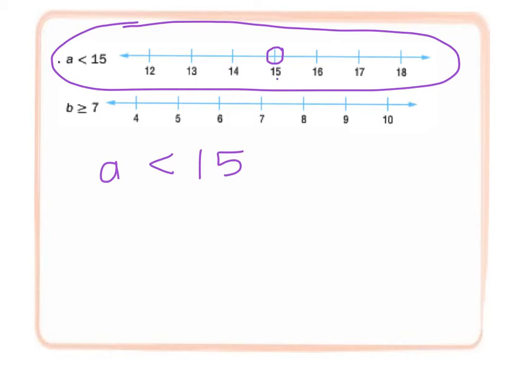So let's think of numbers that are less than 15. 14, 13, 12, all those numbers. So what I'm going to do is draw a thick line to include all of those numbers and an arrow to show that it goes all the way, forever and ever. Now remember, I did not include 15 because 15 is not less than 15, it's equal to 15. So that's why there's an open dot there.